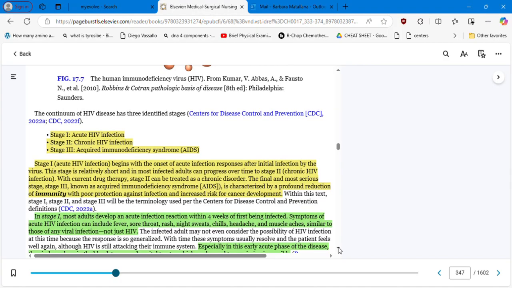Stage 1 begins with the onset of the acute infection responses after initial infection by the virus. This stage is relatively short, and in most infected adults can progress over time to stage 2. With current drug therapy, stage 2 can be treated as a chronic disorder. The final and most serious stage 3, known as AIDS, is characterized by a profound reduction of immunity, in this case your T cells, with poor protection against infection and increased risk for cancer development.